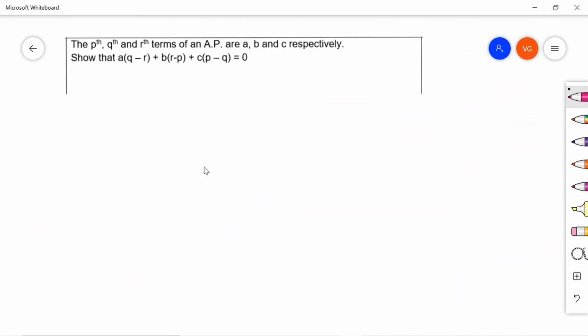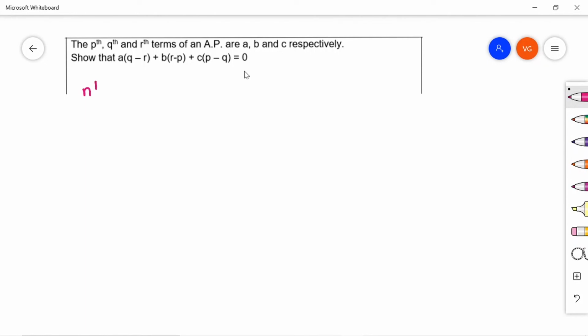Let us see question number 35. The pth, qth, rth terms of an AP are a, b and c respectively. Show that a into (q minus r) plus b into (r minus p) plus c into (p minus q) is equal to 0. So this is again one simple question.